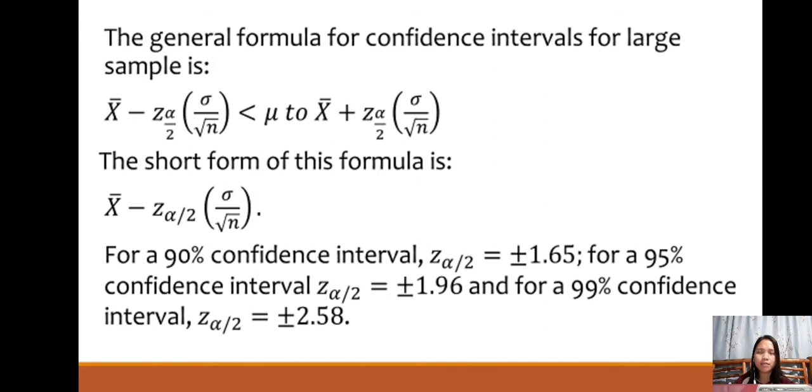For the 90% confidence interval, z sub alpha over 2 is positive negative 1.645, or approximated to 1.65. For 95%, z sub alpha over 2 is positive negative 1.96, and for 99%, that is 2.58.